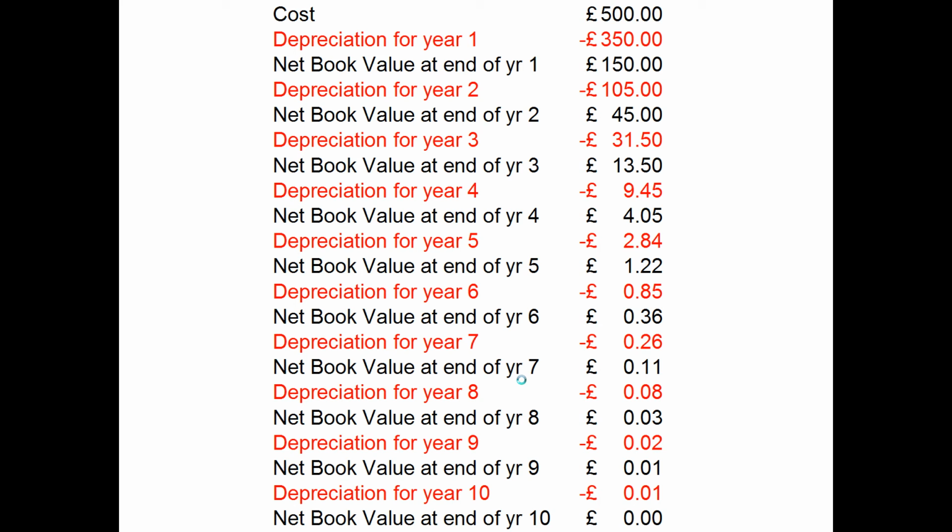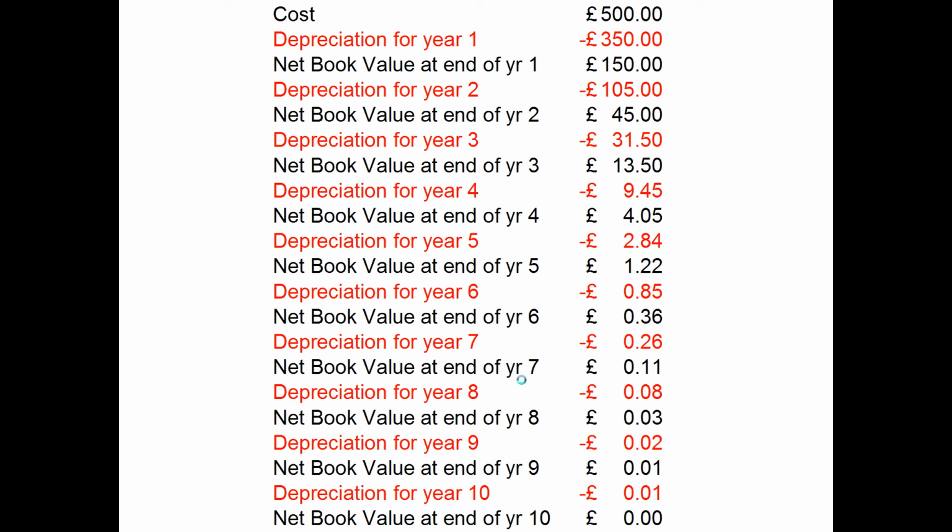And I use this 70% just to prove that you need a high percentage to get to 0, because we have to get to 0 because there's no scrap value. We're going to depreciate the full £500. So this phone, using this method and using this percentage, is going to lose £500, which is the full cost over a 10-year period. So you can now start to compare this method with the straight line method as well.